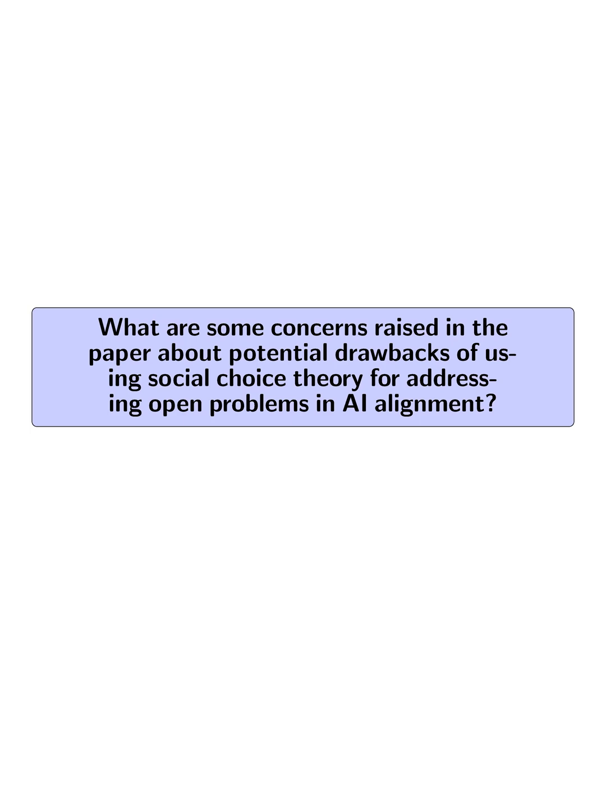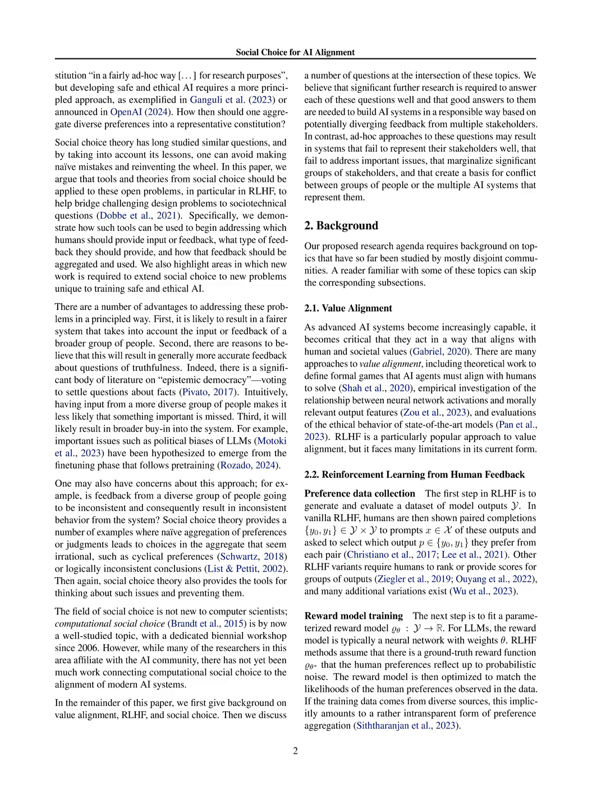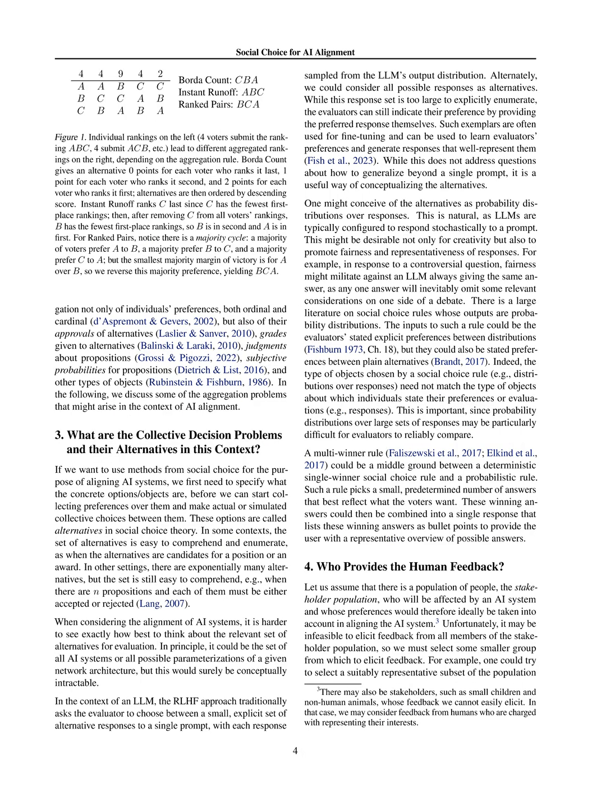What are some concerns raised in the paper about potential drawbacks of using social choice theory for addressing open problems in AI alignment? Some concerns raised in the paper include the risk of strategic voting or feedback, where individuals may manipulate their feedback to influence the outcome in their favor. This could lead to inaccurate or biased feedback, undermining the effectiveness of the alignment process.